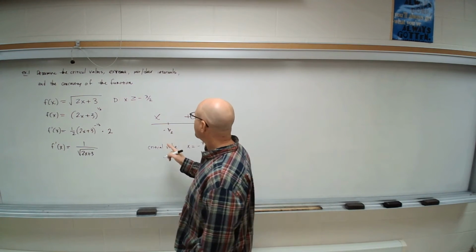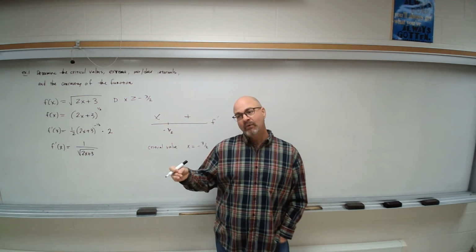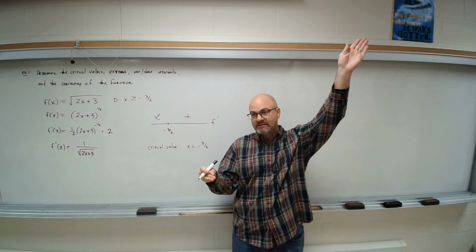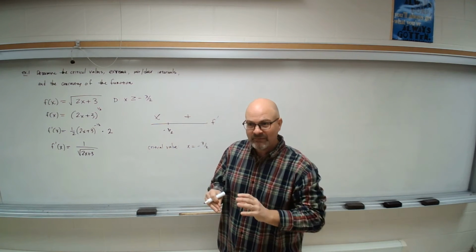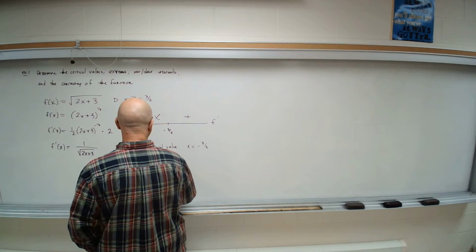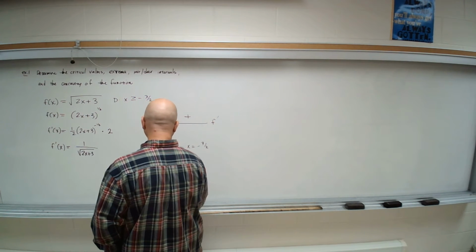Okay. Is that going to be a minimum or a maximum? Because it's the left endpoint. From that endpoint, we increase. So it would be a local minimum. It actually might be the absolute minimum because there's only one. So we can say that we have a local minimum also at x equals negative 3/2.